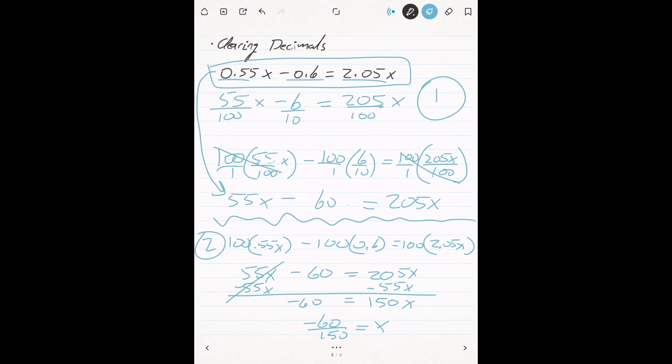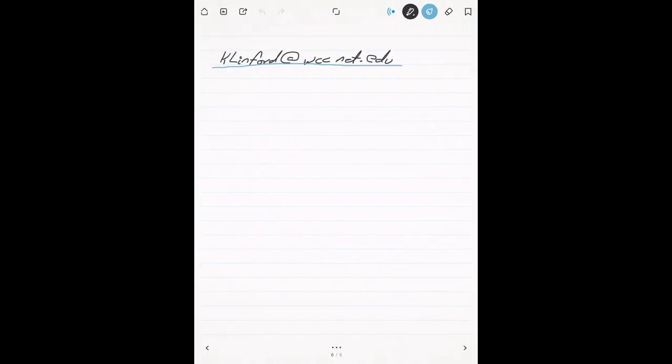Again, do what you prefer. Do which makes sense to you, okay? But that's the idea of clearing decimals. Hopefully this is making sense to you and you're feeling comfortable with it. If you have any questions, please let me know.